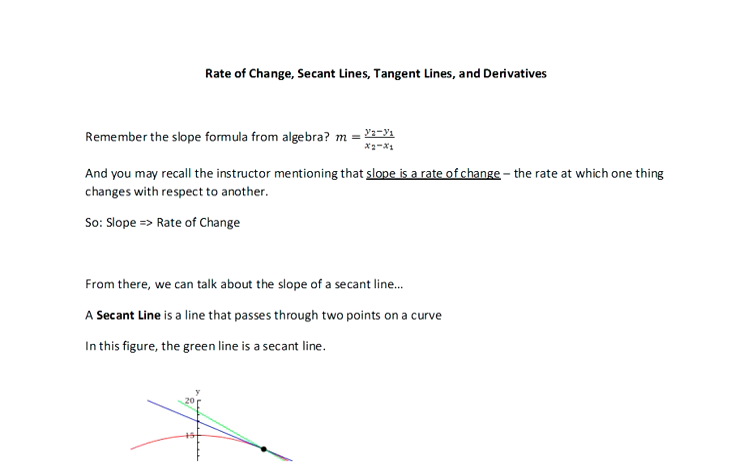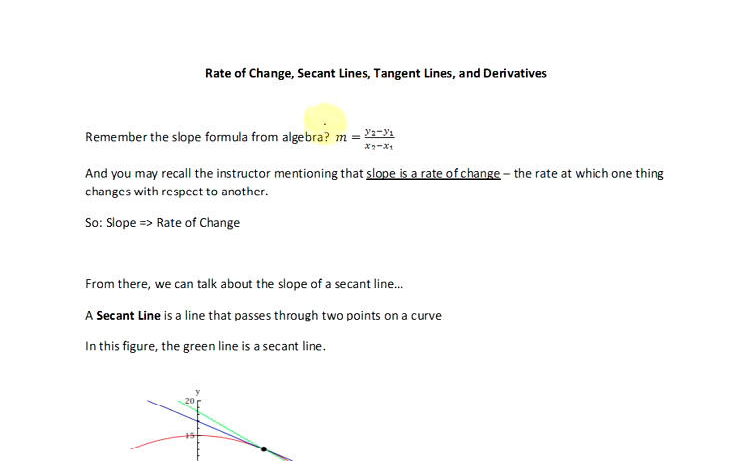Hey everybody, in this video I want to talk to you about derivatives. We're just going to do a brief introduction to the concept of derivatives, and I want to start by talking about the relationship between slope and rate of change and secant lines and tangent lines and derivatives and all that fun stuff. So let's begin with something that you should be very familiar with, the slope formula.